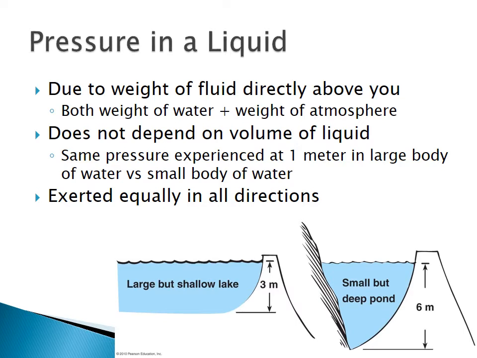Here we have two dams. We have a large but shallow lake where the dam is only 3 meters, versus a small but deep pond, which is 6 meters. And it turns out that the pressure experienced by the deep pond is twice as much as the large but shallow lake, and that's because of the depth of that water. Now, pressure is exerted in all directions: up, down, and sideways. And the up pressure is something very special, and we'll talk about that later in this chapter.